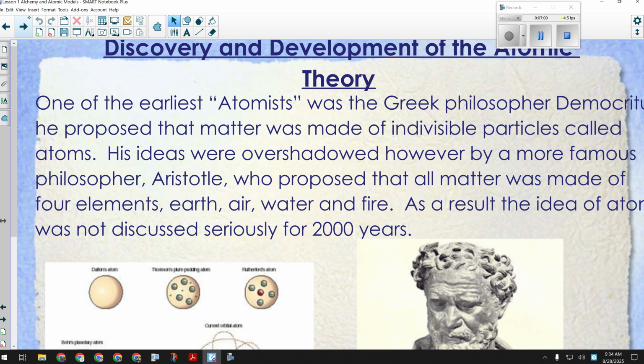All right, so I would say from that slide, know the four elements: earth, air, fire, and water. Know Democritus, and know that he came up with the idea for the atom. An easy way to summarize that slide.